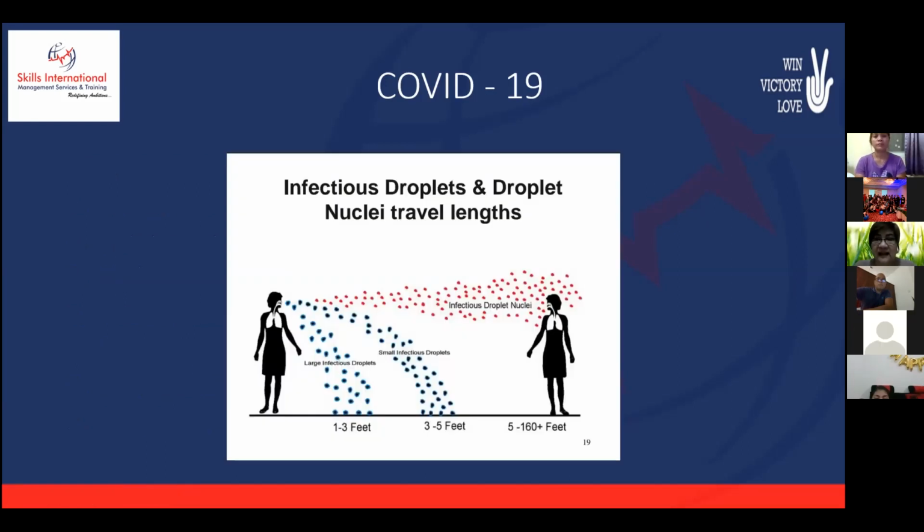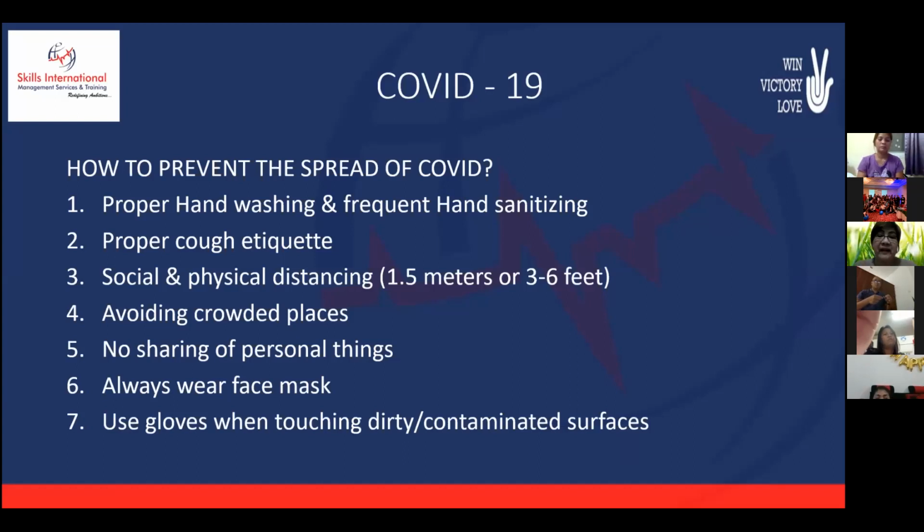Infectious droplets and droplet nuclei, travel length, sabi niya dun sa droplets. So yung pinaka-most less is 1.5, 1.3, 1.5. So may social distancing tayo. So to the most is 5 feet. Okay? So 5 feet and more. So yung social distancing natin, binigay sa atin na CDC, as per the CDC guideline, 1.5 yon, 1.3, 1.5 to 5 itself. So how to prevent the spread of COVID?